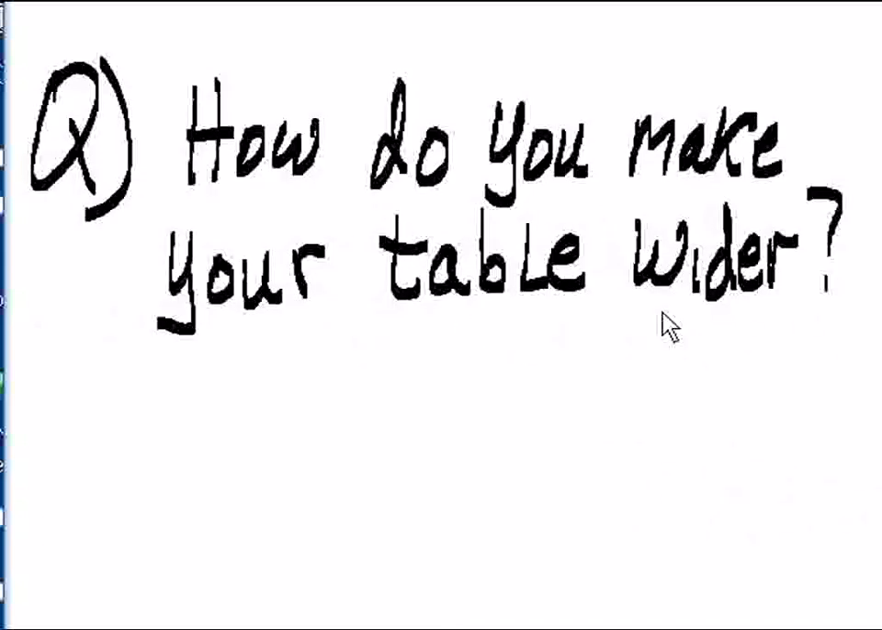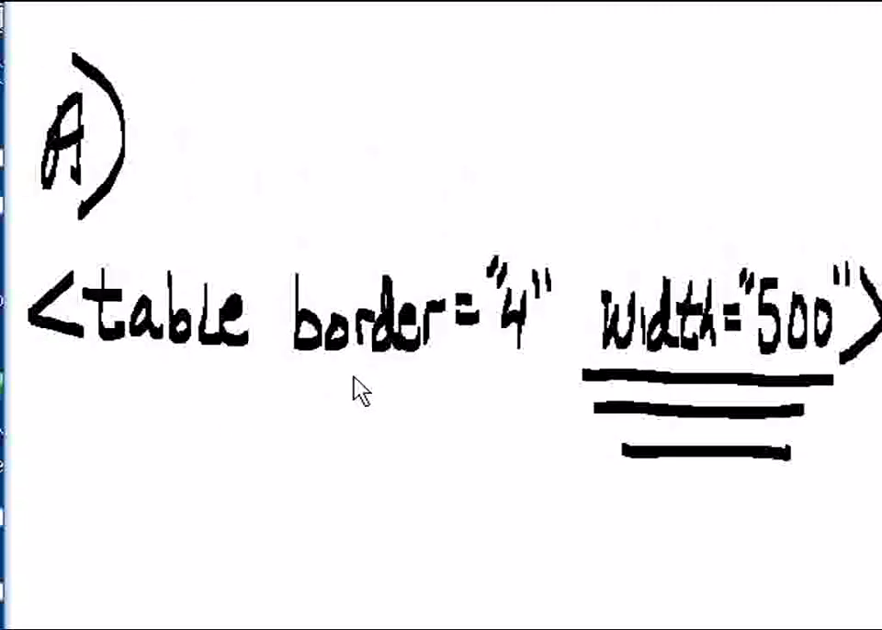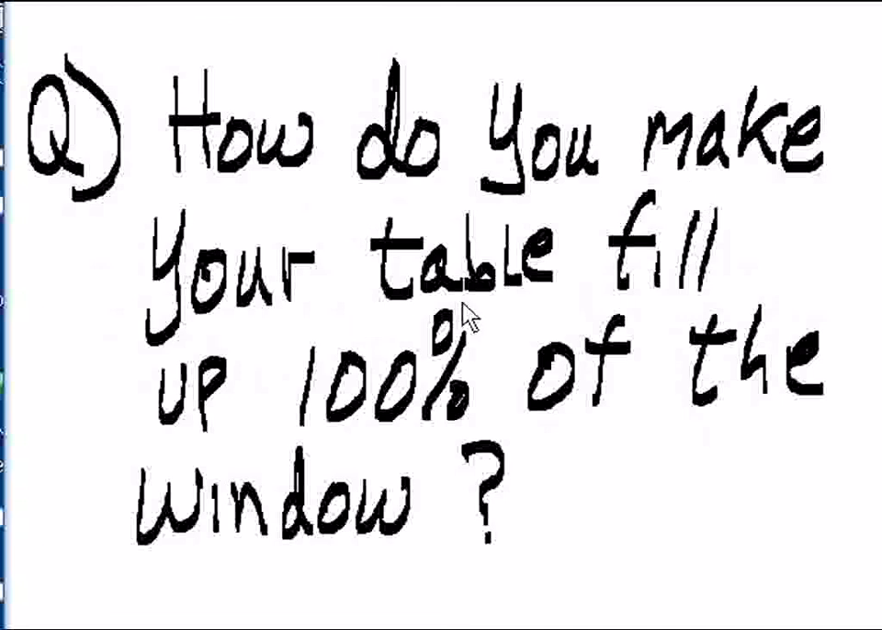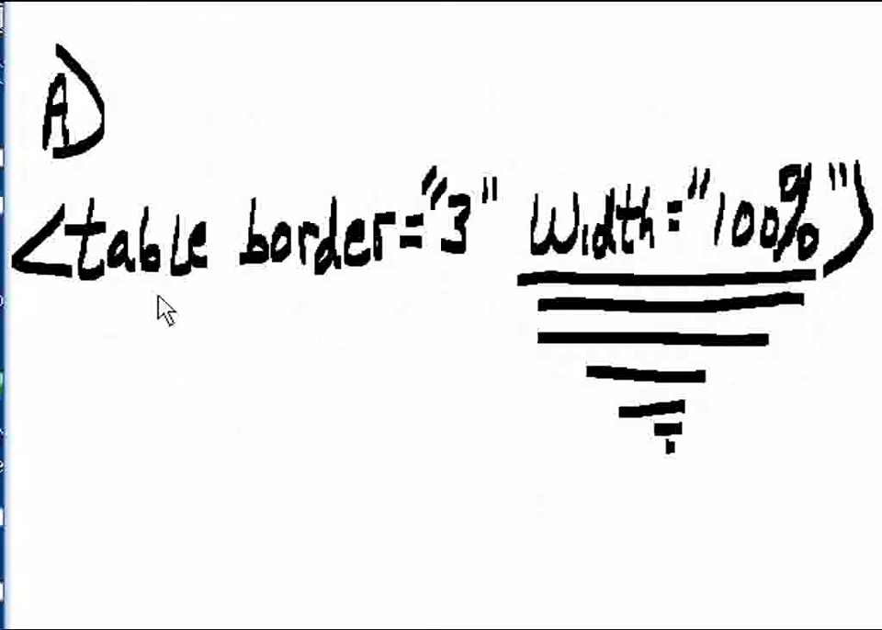How do you make your table wider? Table border equals 4. Width equals 500. 500 pixels? Yes. Table border equals 4. Width equals 500 pixels, px. How do you make your table fill up 100% of the window? Table, border equals 3 is good. Width equals 100%. Of course, within quotes.